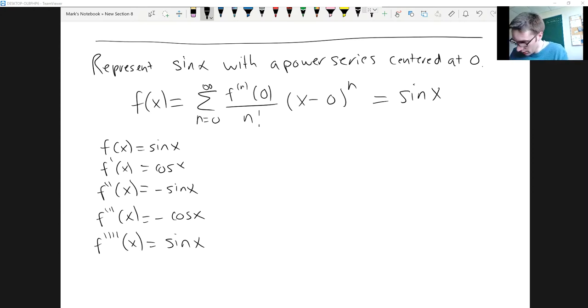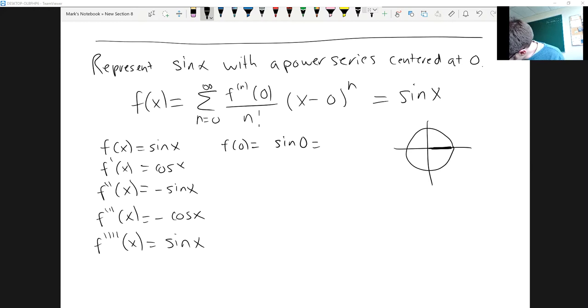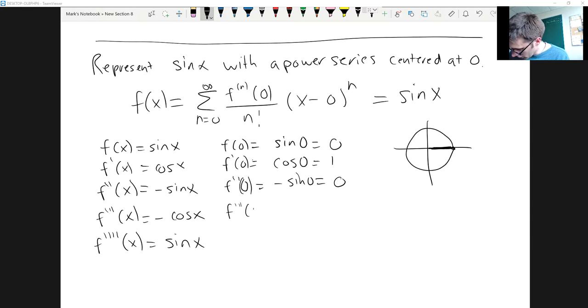It'll go sine, cosine, negative sine, negative cosine, and just repeat that over and over again. Okay? So now we need to plug in x equals 0 to these. So f of 0, which is the sine of 0, what would that be? Well, if you think about your unit circle, we're talking about an angle of 0, so we're along the x-axis, and the sine gives you the y-coordinate, so that is going to be just 0. f prime of 0 would be cos 0, which is the x-coordinate at that same point, and that is 1. The second derivative is negative sine 0. Well, since we already know sine of 0 is 0, that's got to be 0. And the third derivative will be negative cosine of 0, which is negative 1.